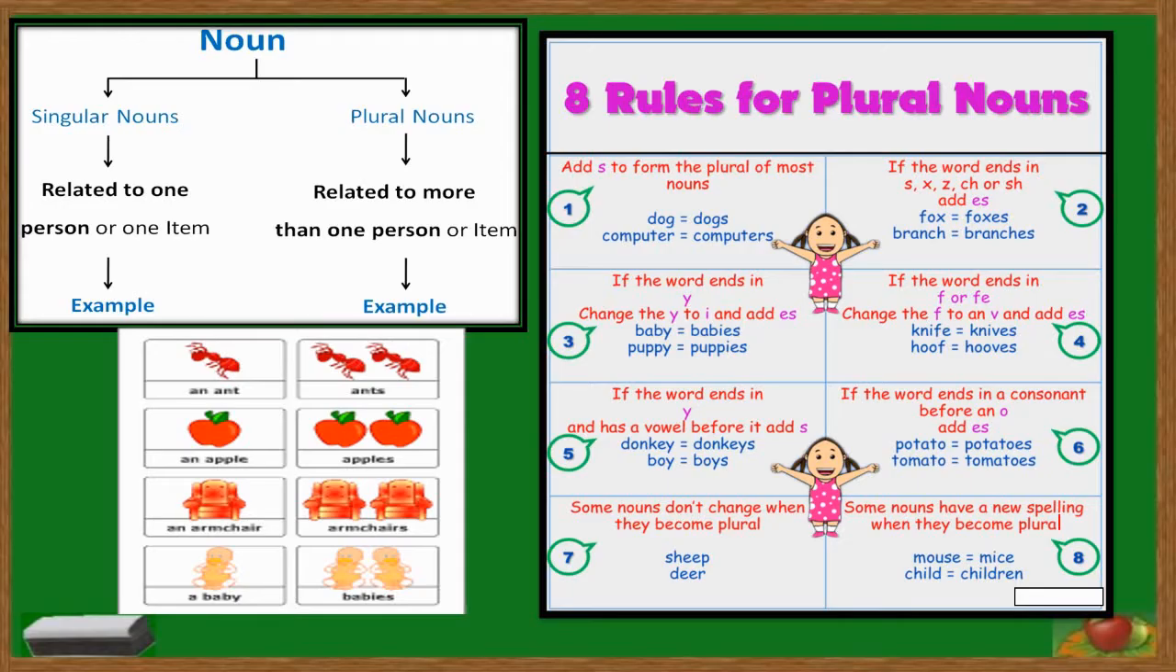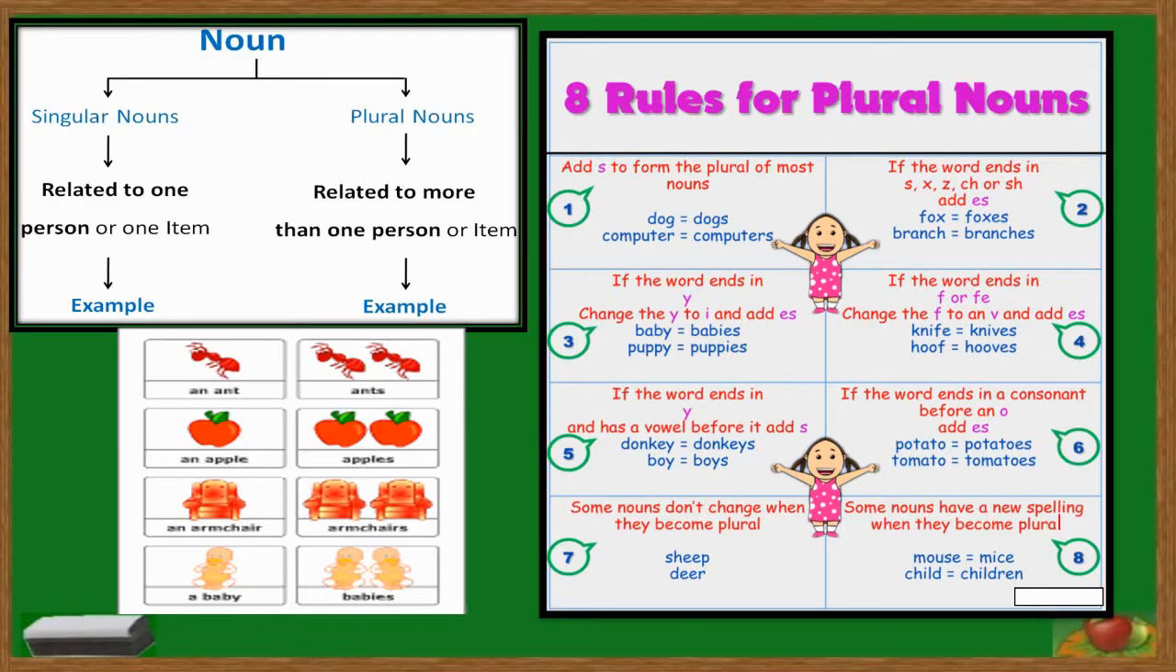Third, if the word ends in y, change the y to i and add es. For example, baby. So in place of y, we put i and add es. Puppy. In place of y, we put i and add es. Fourth rule, if the word ends in f or fe, change the f to v and add es. For example, knife. So in place of f, we replace f with v and add es. Second, hoof. In place of f, we replace with v and add es.